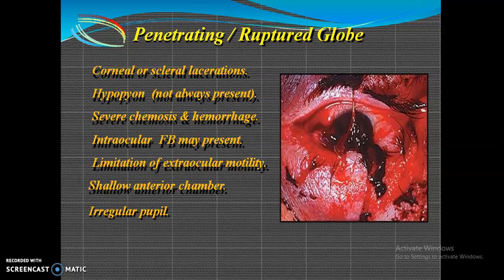In the penetrating or ruptured globe, that is a corneal or scleral laceration, then hypopyon, then severe chemosis, hemorrhage and intraocular foreign body may be present, and the limitations of the extraocular motility will be there, and shallow anterior chamber and the irregular pupil will be there. That is the penetrating or the ruptured globe, the complete rupture of the globe. You can see in this picture that.